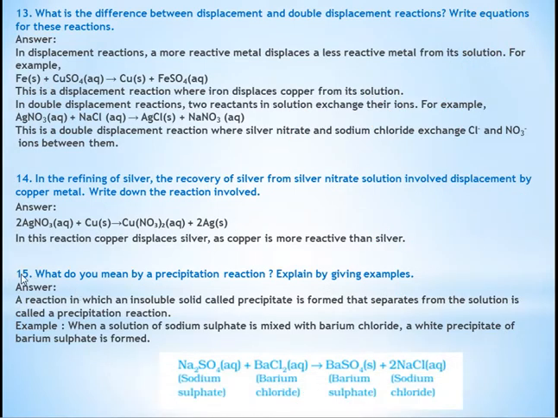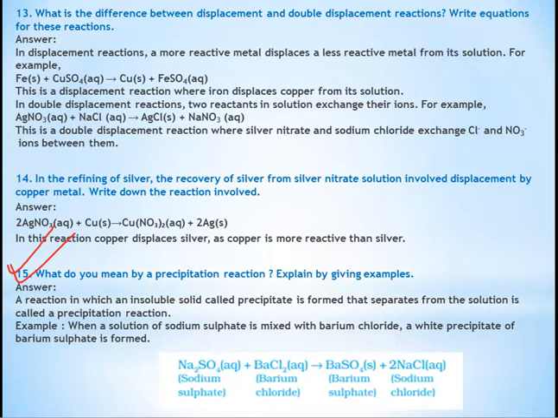What do you mean by precipitation reaction? Explain by giving example. So what is the meaning of precipitate? A precipitate is an insoluble solid, a substance which is not soluble. A reaction in which an insoluble solid called precipitate is formed that separates from the solution is called a precipitation reaction. So the meaning of precipitate is the substance which is not soluble. The reaction in which an insoluble substance called precipitate is formed is called precipitation reaction.